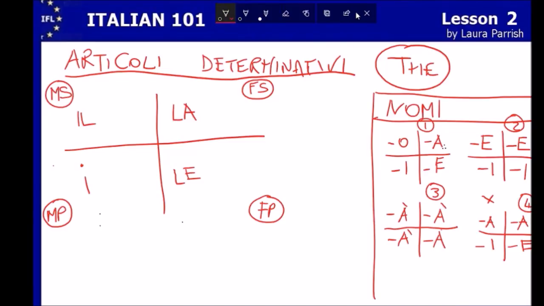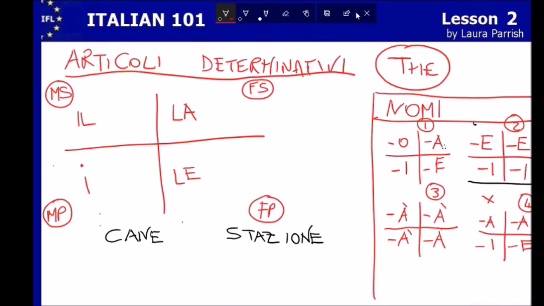Okay, so now let's go with a word that belongs to the second pattern of noun, this one: cane. And let's go with another word, for example, stazione, ending in E. We are in the second pattern of noun, stazione.